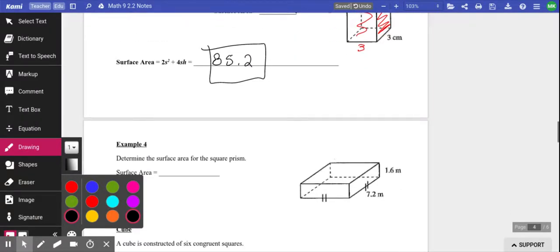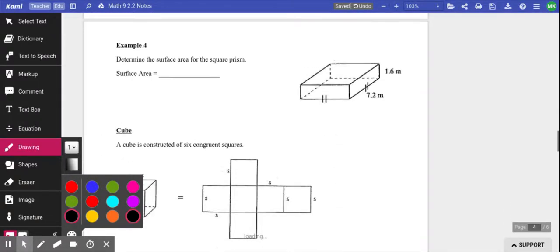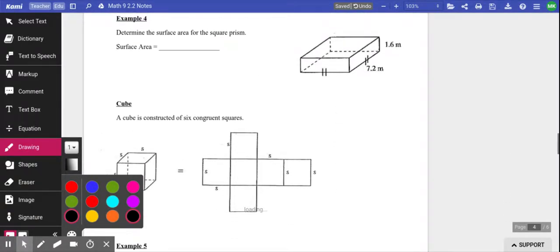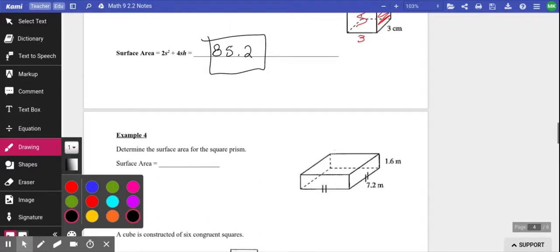Awesome. On the next page, we have another example of that. I want you to try it on your own. I'll give you a couple of minutes to try writing it out. That is a square prism. The square is just bigger than the rectangle, so it looks a little funny, but you could use our trick.